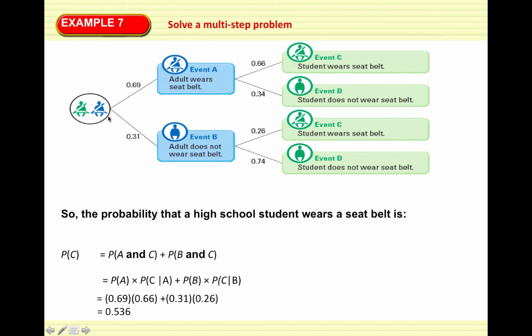So when you're figuring out probabilities, if you want to figure out the probability of A and C, you multiply down the branch. If you want to find the probability of B and C, you multiply down the branch. And then to get all the probabilities that lead to C, you add the branches together.